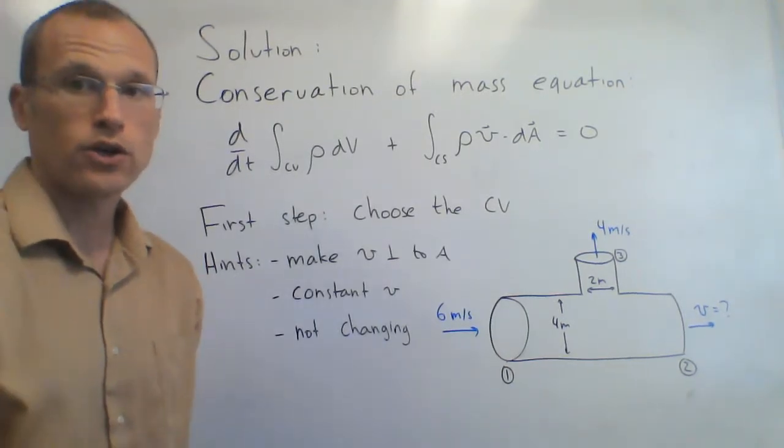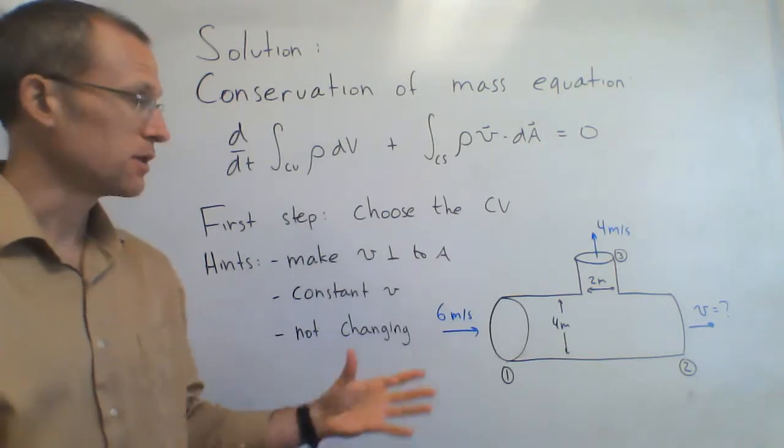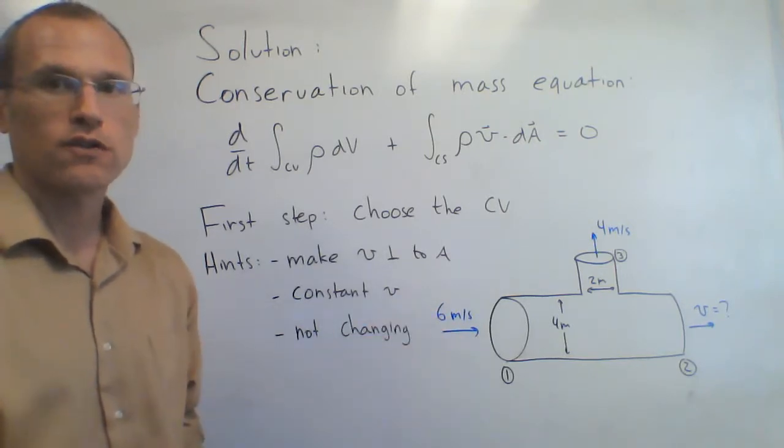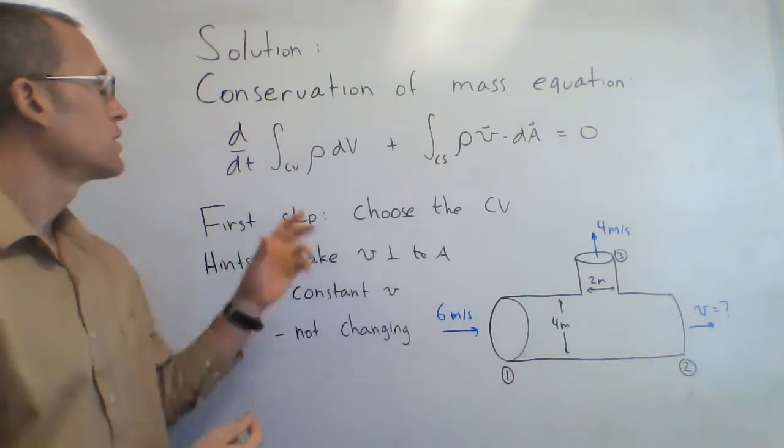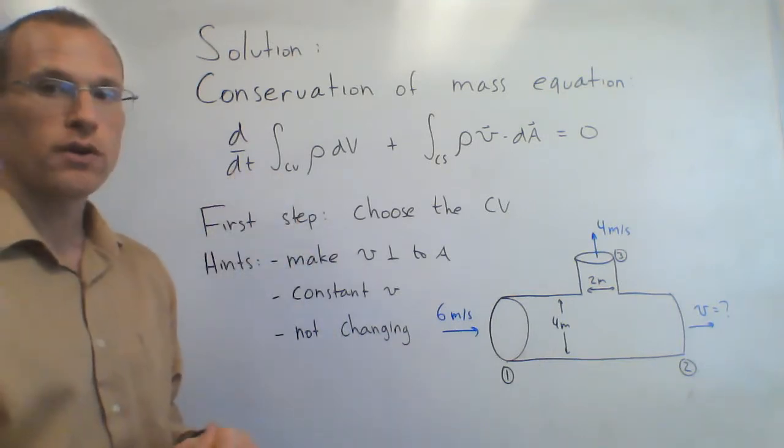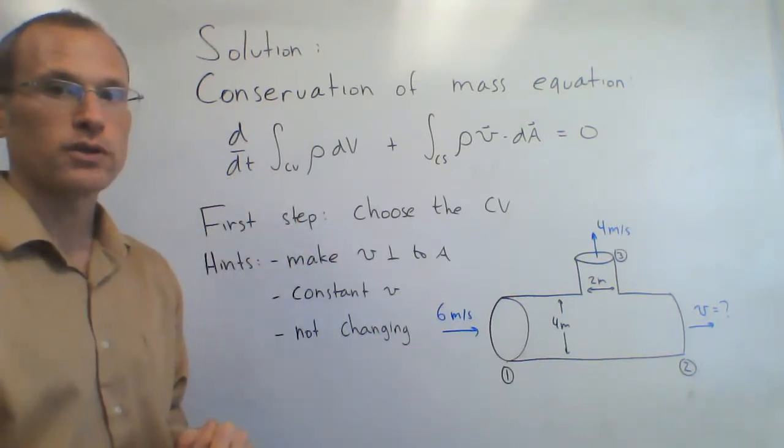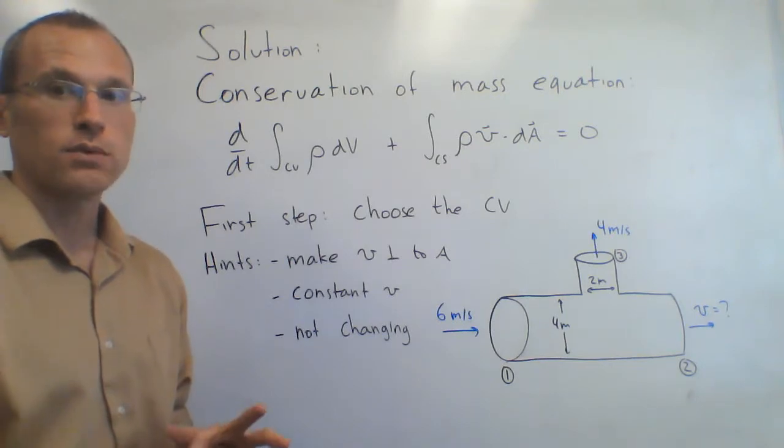So the solution to this guy, I'm going to use conservation of mass, because mass obviously has to be conserved in my pipe. So the conservation of mass equation that we just derived: d by dt of the integral over my control volume, rho dV, plus the integral over my control surface, rho v dotted with dA, equals 0.